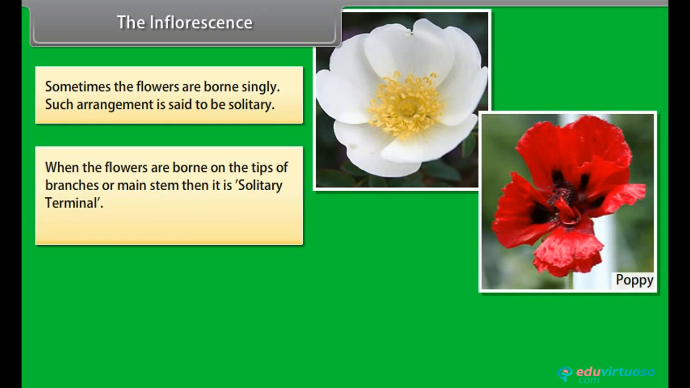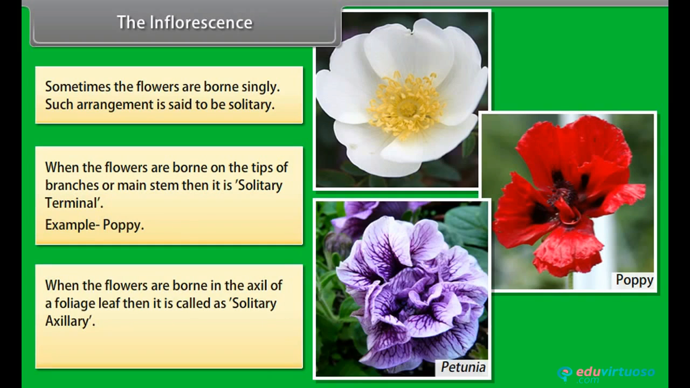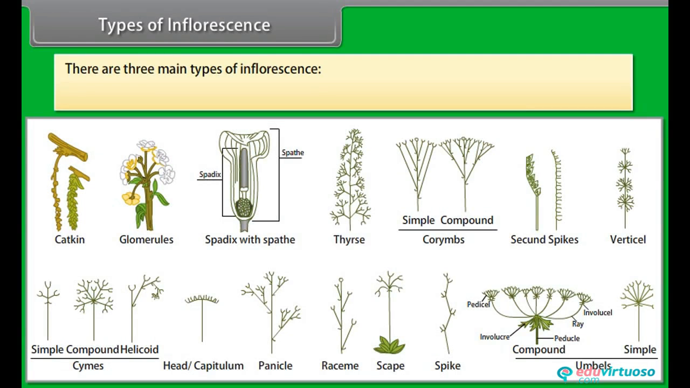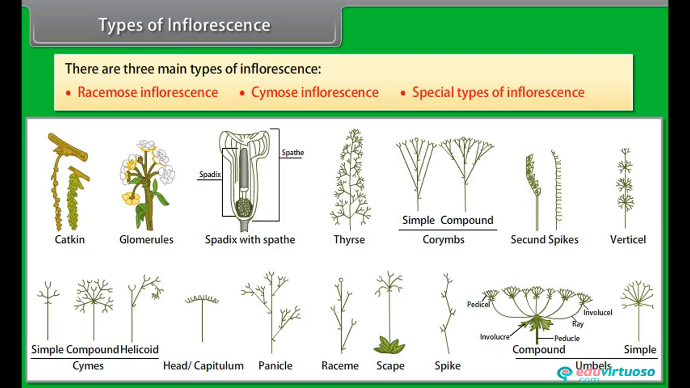When the flowers are borne on the tips of branches or main stem, then it is solitary terminal. Example, poppy. When the flowers are borne in axil of a foliage leaf, then it is called as solitary axillary. Example, petunia, hibiscus, rosa sinensis. Types of inflorescence. There are three main types of inflorescence: Racemose Inflorescence, Cymose Inflorescence, special types of inflorescences.